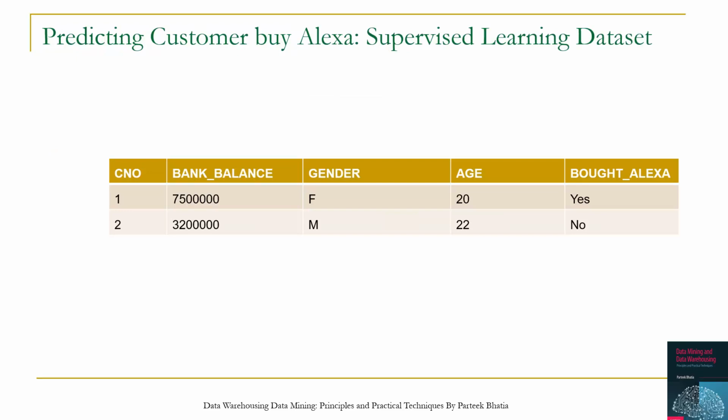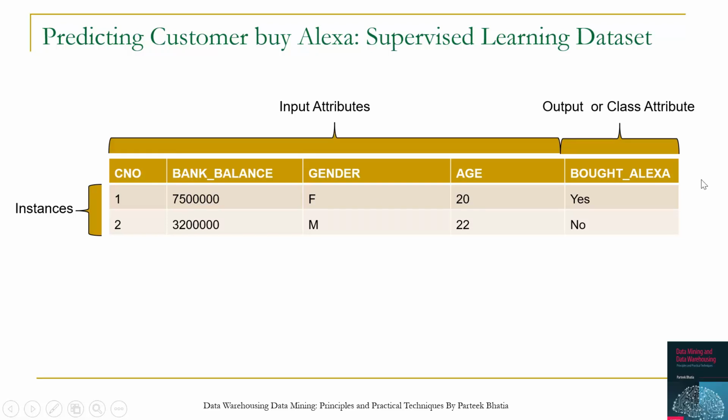Let us consider one more dataset. This is the dataset about customers who bought Alexa or not. Here we have the output attribute as bought Alexa, and input attributes are C number, bank balance, gender, and age. Based on these input attributes, we can make the prediction about whether the customer is going to buy Alexa or not. So we can use this for classification. This is an example of supervised machine learning.